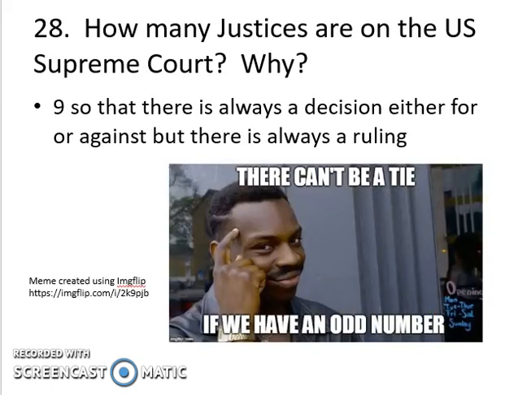The next question, 28, is how many justices are there actually on the Supreme Court and why? There are 9. And you keep it an odd number so that when the justices actually talk about the case and they vote, there's always a winner, there's always a loser. It's either they're going to be for or they're going to be against. Most of the time today, the court rules 5-4. So there's 5 justices that say this and 4 that say the other way. But there's always a ruling. There's always a verdict. There's always been a reach to some sort of agreement, okay?